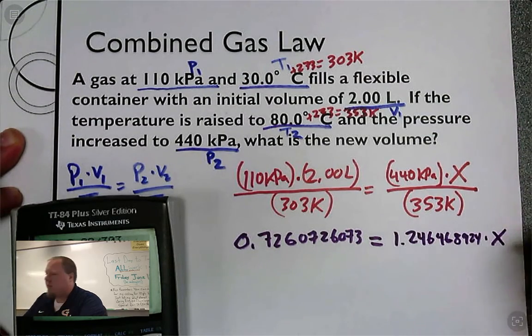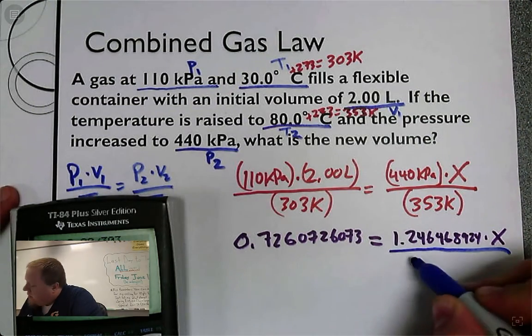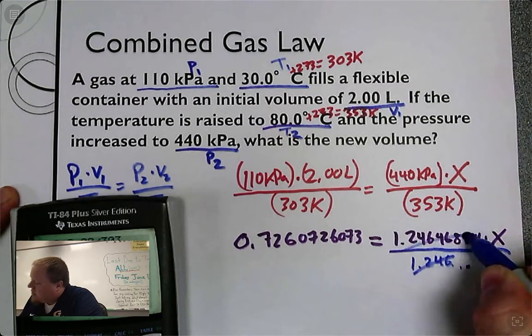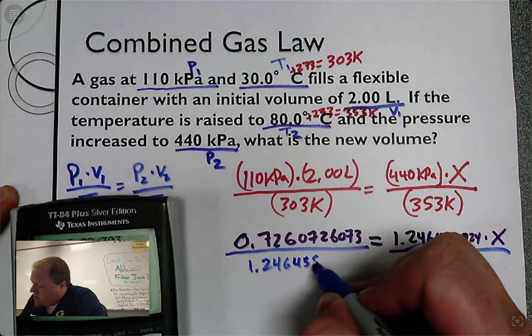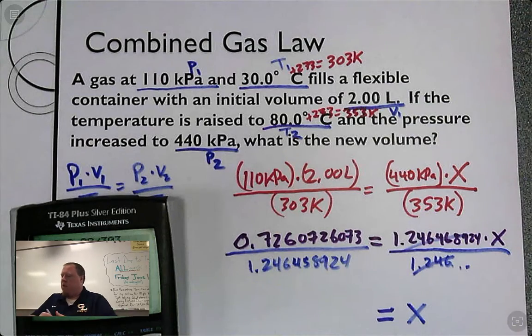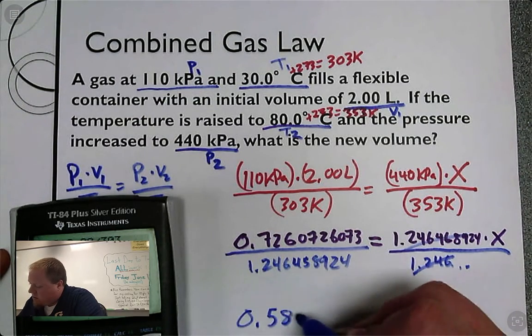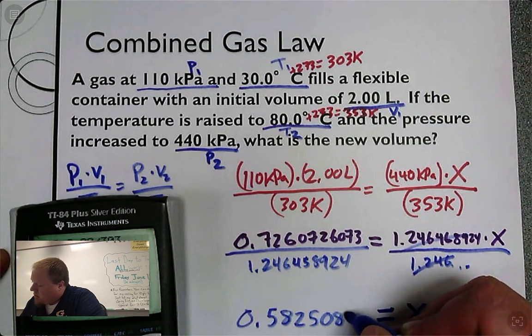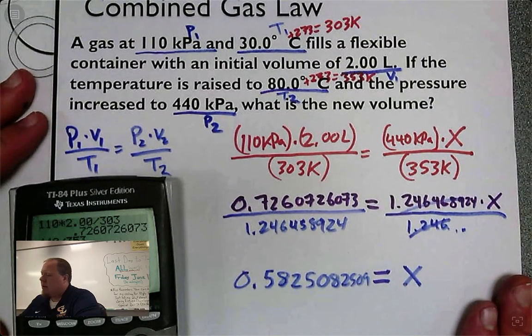1.246458924 times X. Okay, I'm going to get X all by itself, so I'm going to divide both sides by this number, 1.246458924. Makes it go way over here, and then on this side, the only thing left is X. 0.72607263 divided by 1.246458924 gives me 0.5825082509. And that would be my new volume in liters.